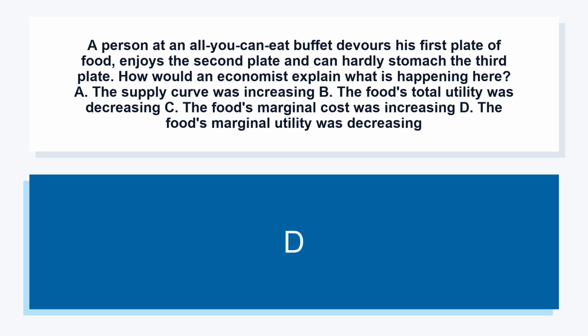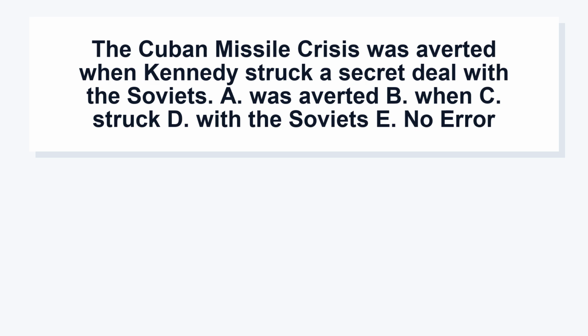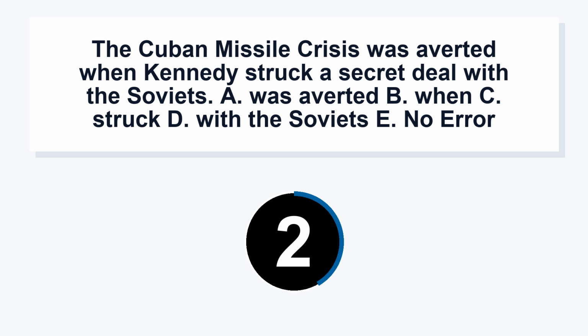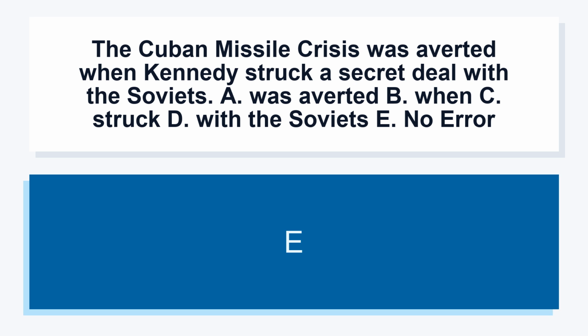D. The Cuban Missile Crisis was averted when Kennedy struck a secret deal with the Soviets. A. Was averted. B. When. C. Struck. D. With the Soviets. E. No error.